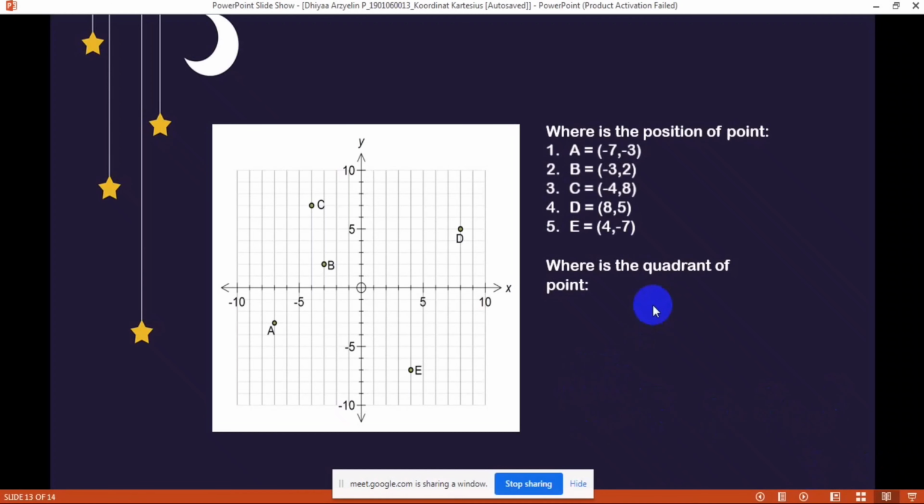Point A and point B, position in the quadrant 1. No. Like point D in quadrant 1 and point A in quadrant 3. So 1, 2, 3, and 4. Like that.